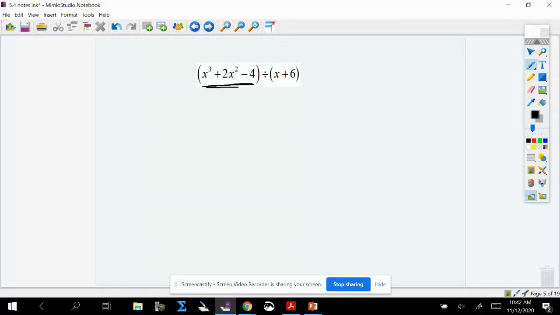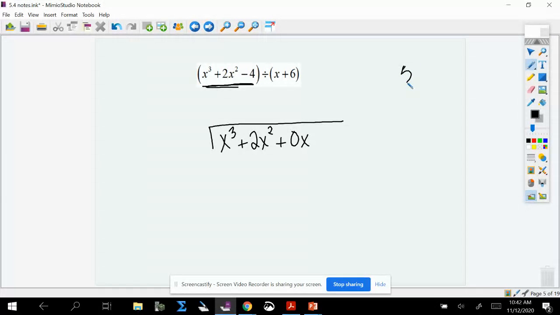The reason that's important is when I set up my division, I need to keep my columns lined up. So when I write my x to the third plus my 2x to the second, and I don't have an x, I still need to keep a column there. So to keep that column there, I put a 0x. It's basically a placeholder.